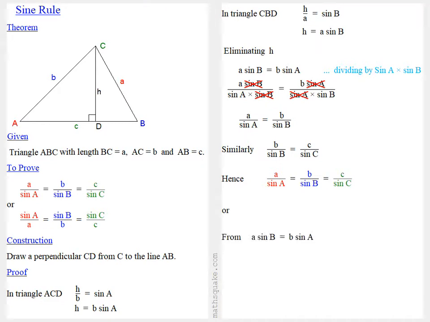Or, if we go back to the equation a sine B equals b sine A and divide both sides by ab, we have sine B over b equals sine A over a. And so we can write sine of angle A over side a equals sine of angle B over side b, and that's equal to sine of angle C over side c. That is the sine rule.